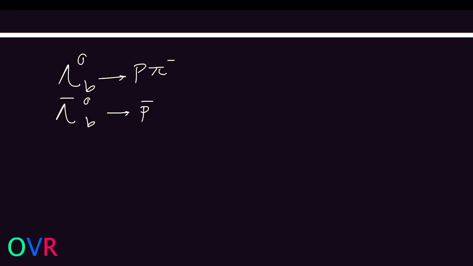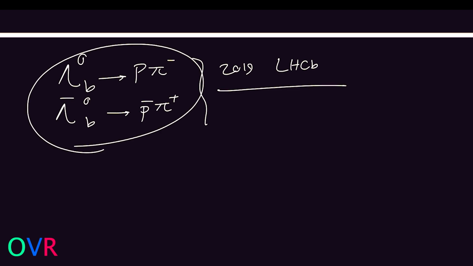There were more. For example, recently we measured bottom baryon decays into a proton and pion, and their antiparticle decays into an antiproton and pi plus. And in 2019, LHCb measured these certain decays to violate CP conjugation. So for some reason, the weak force does not respect CP symmetry. Okay, there we are. I think we covered the discrete symmetries.